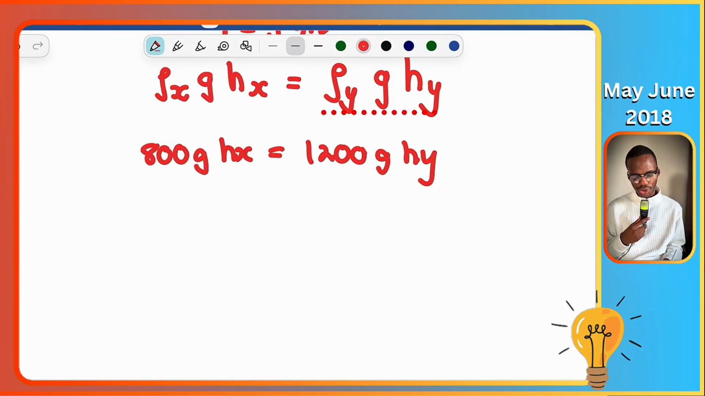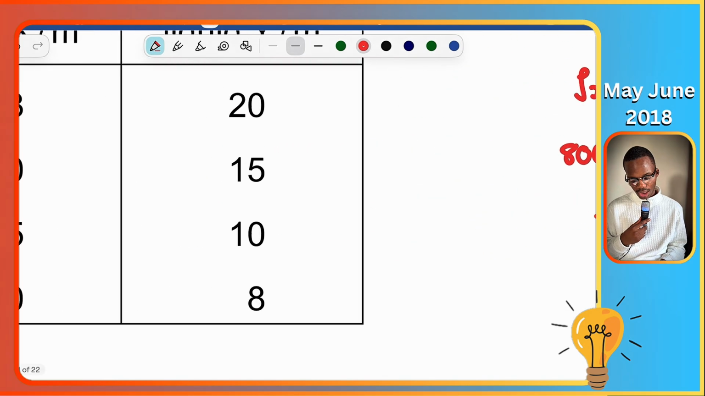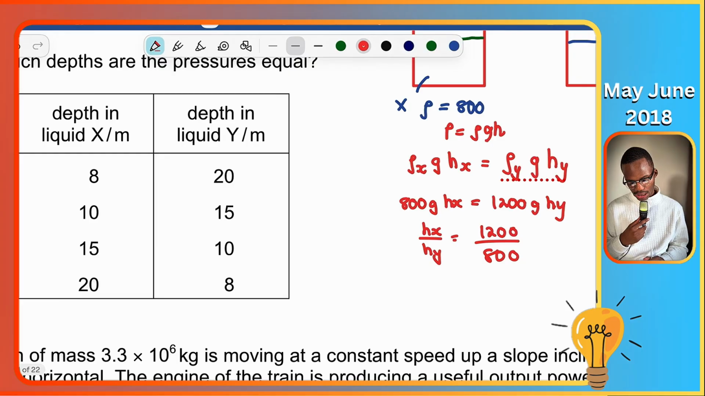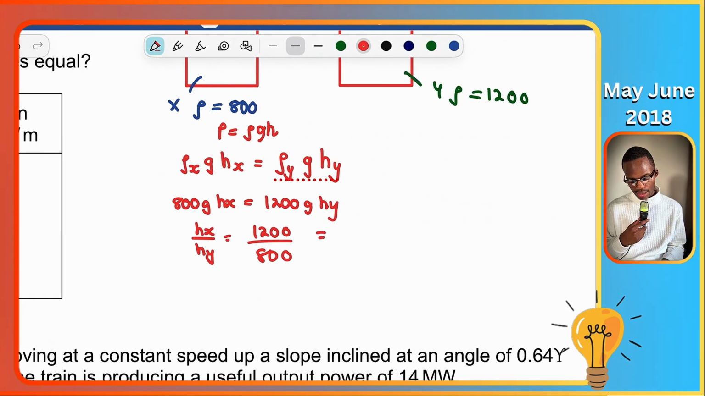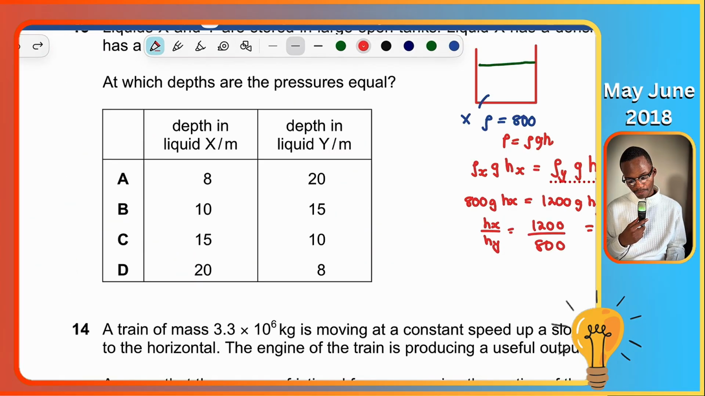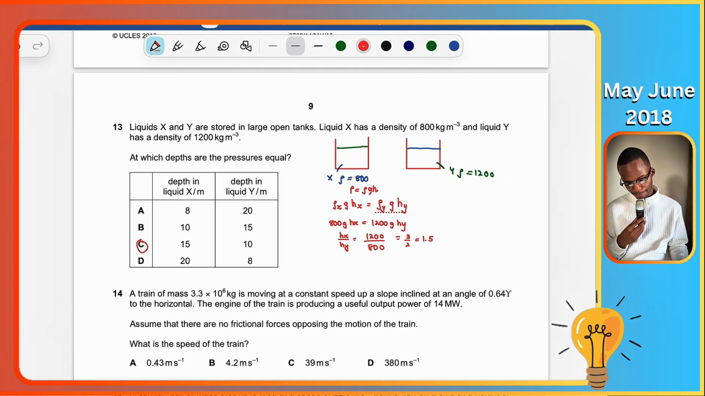So we can create a ratio, and say h_X over h_Y must give us 1200 divided by 800. If you do the math, that's 12 over 8, which is 3 divided by 2, which is 1.5. So it turns out C is the only one where 15 divided by 10 gives you 1.5.